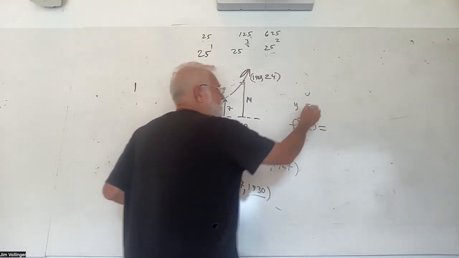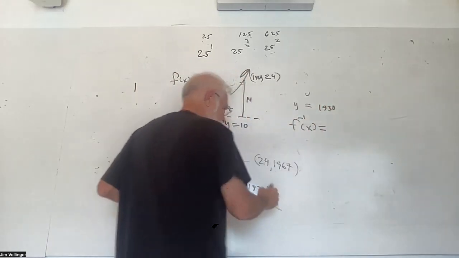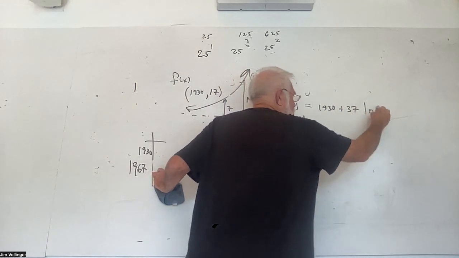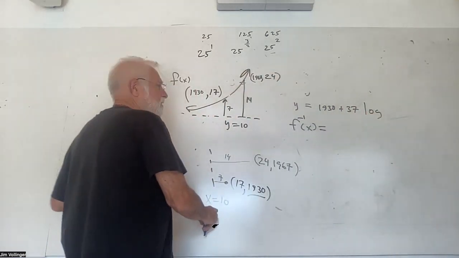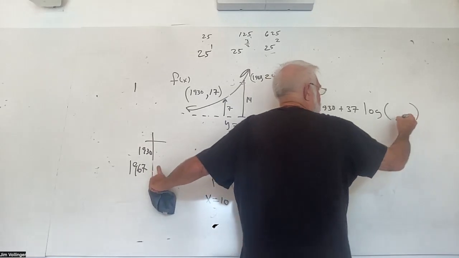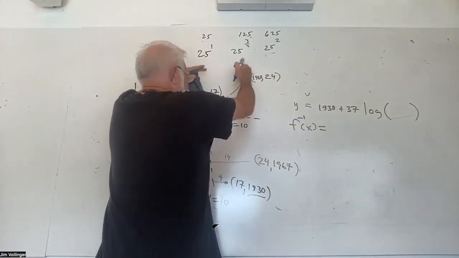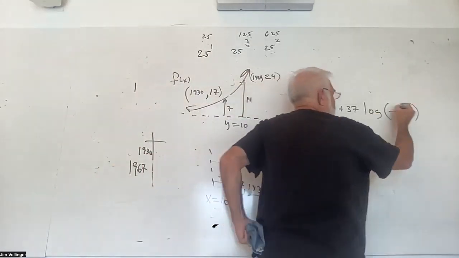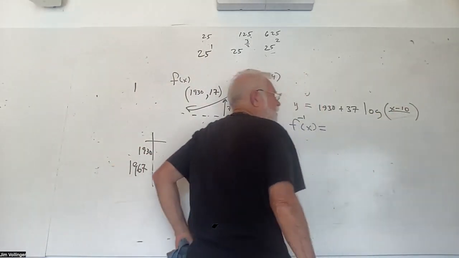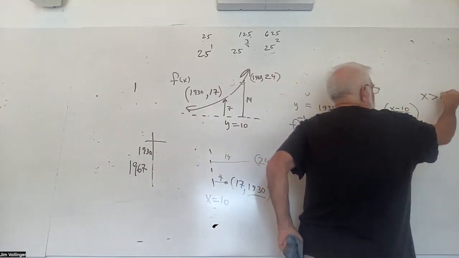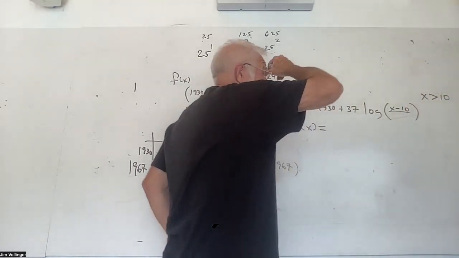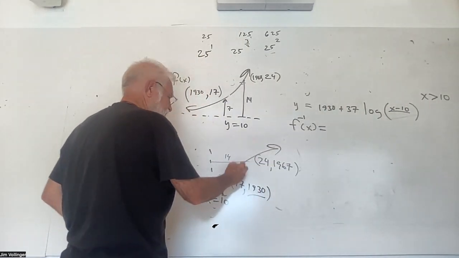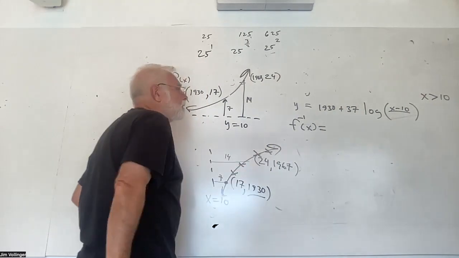The first y I see is 1930. The next y is 1967, a jump of 37. It's a logarithm. I got an x equals 10. So I got to pick numbers bigger than 10 because all my y values are bigger than 10. Now my x values are bigger than 10, and I can show that by x minus 10. And therefore, this only works for numbers bigger than 10. And I hope you can see that. This graph looks like that. And every x value here is bigger than 10.